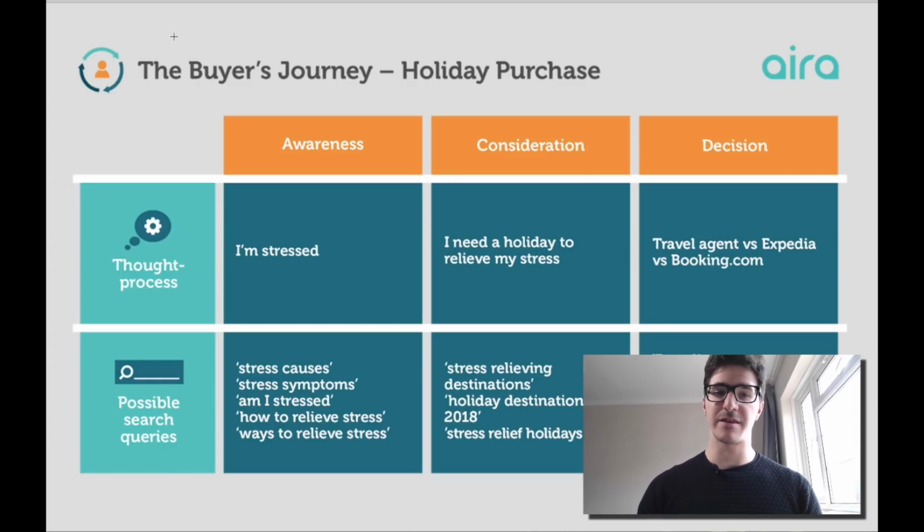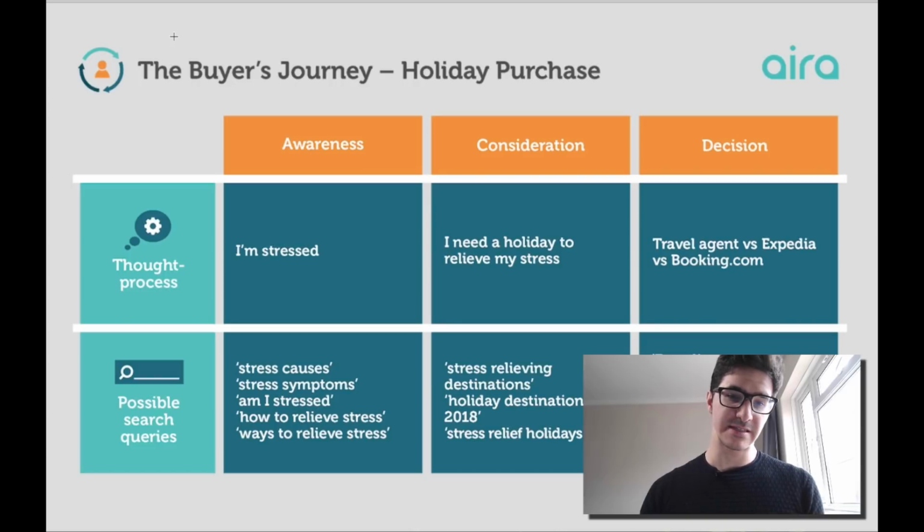Awareness is when the customer is getting aware of the problem. Consideration is when they consider the solution, which is the product. And then decision is when they are evaluating if that product, if that company is valuable or not. So there are three different types of keywords that are useful for each one of these stages. In this example, we are seeing the buyer's journey of a holiday purchase.